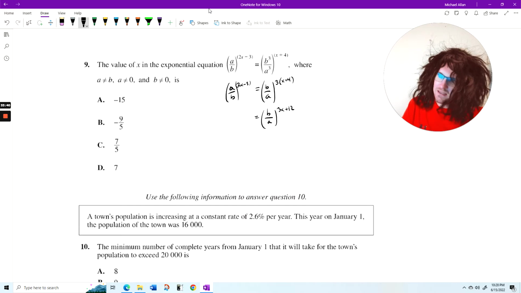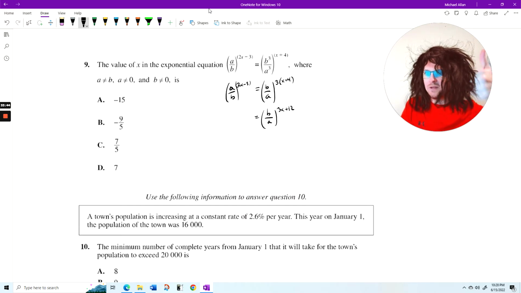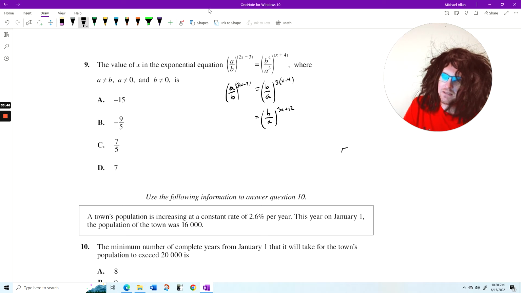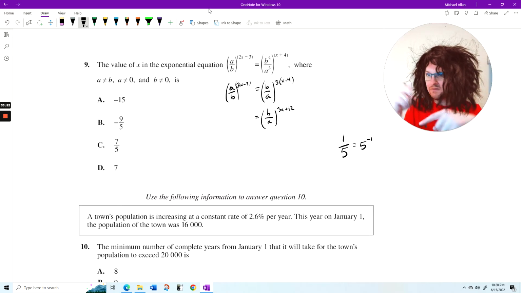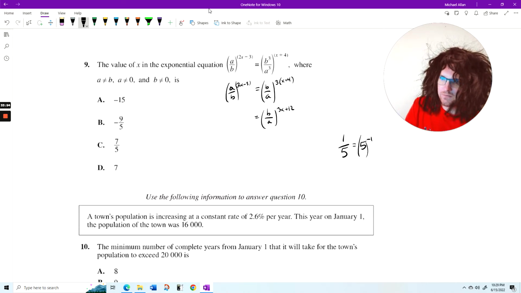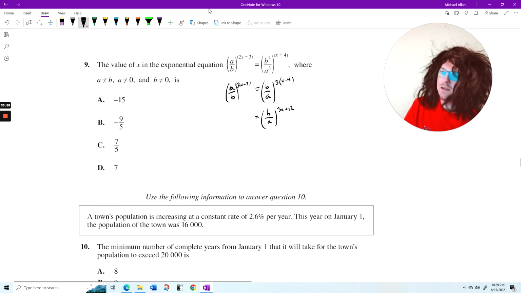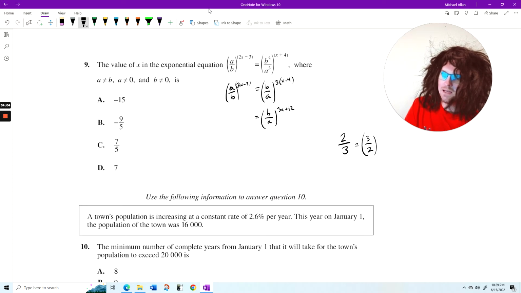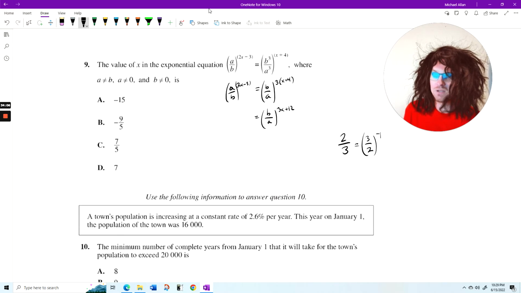Now you notice that the bases, this one's b over a and this one's a over b, so they're not the same, but you maybe want to flip them over. So another thing is that if I had like 1 over 5, I can rewrite that as like 5 to the negative 1. So I can flip them. It'd be a better example if I actually had a fraction instead. So I can flip this whole thing over and have a negative exponent. So that does the same thing that a negative exponent does: a reciprocal.